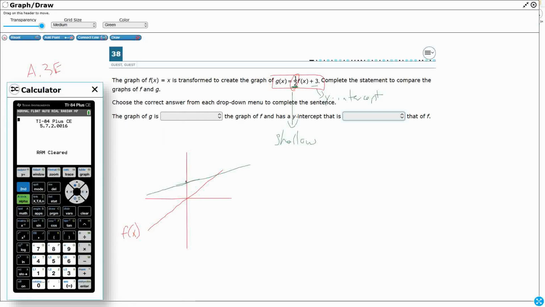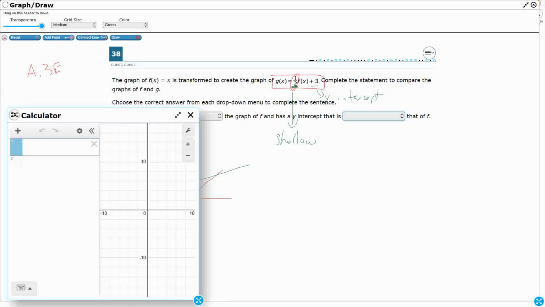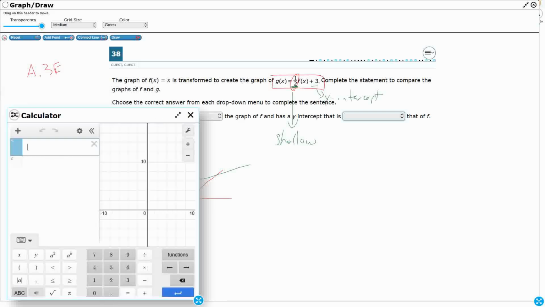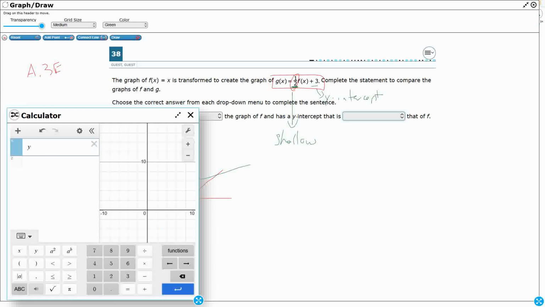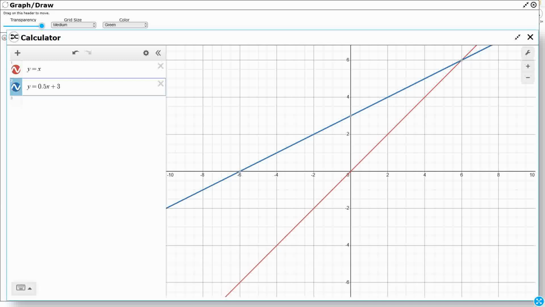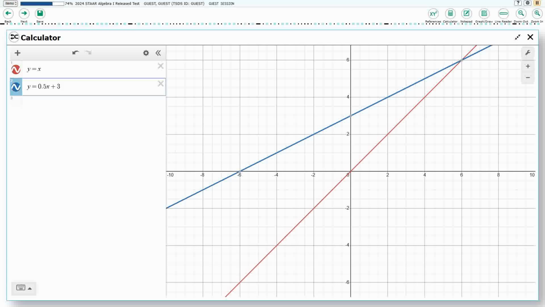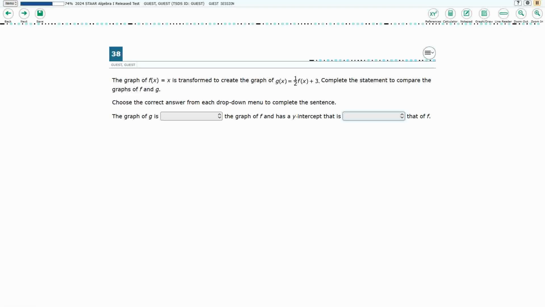And let's just put it in Desmos here. Let's just do y equals x, right? That's going to be our basic vanilla function. And then let's look at y equals 0.5x plus 3. All right, so you notice that it's shallower and it has that y-intercept of 3. So that matches what we were looking at here.